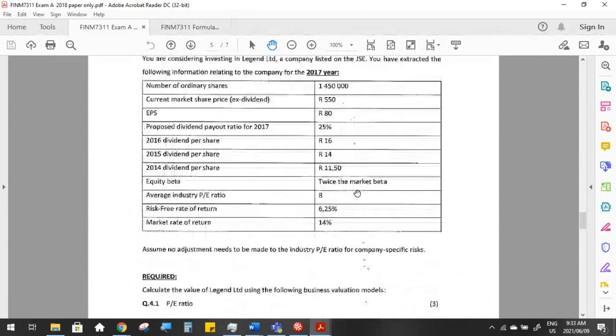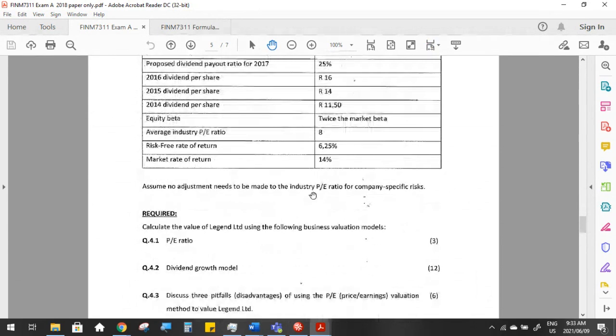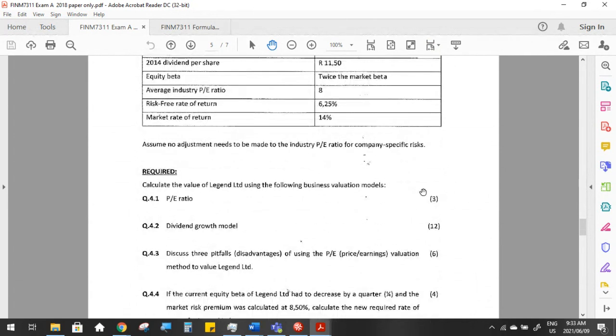Okay, so then we've got question 4, which is for 35 marks. And the required here is to calculate the value of Legend Limited using the following business valuation models. 3 marks, calculate the value of Legend using the PE ratio. And take note again in the question, they want the value of the company. They haven't said what is the value of one share of the company. They've said what is the value of the company. So you must convert your answer in each case to being a value for the entire company as a whole.